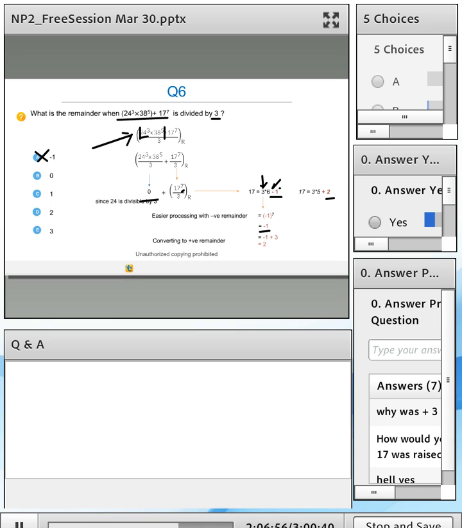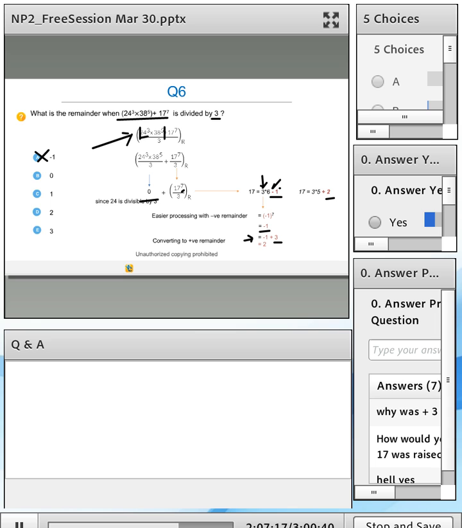Why was plus 3 done to 1? This is again the concept that we learned in the previous slide, wherein you have to convert your negative remainder back into your positive remainder. And the way to do that is you add your divisor back to the negative remainder. And the proof of that is presented to you in the previous slide.